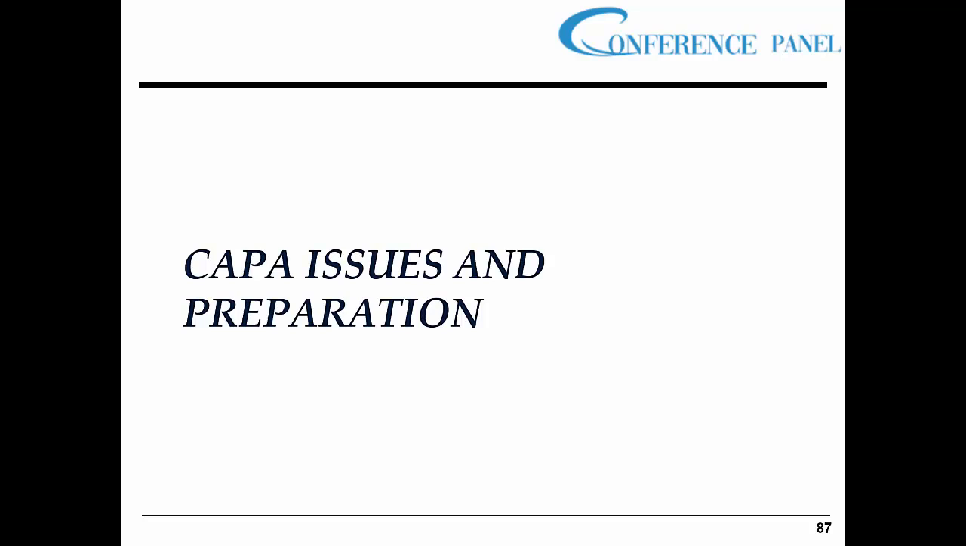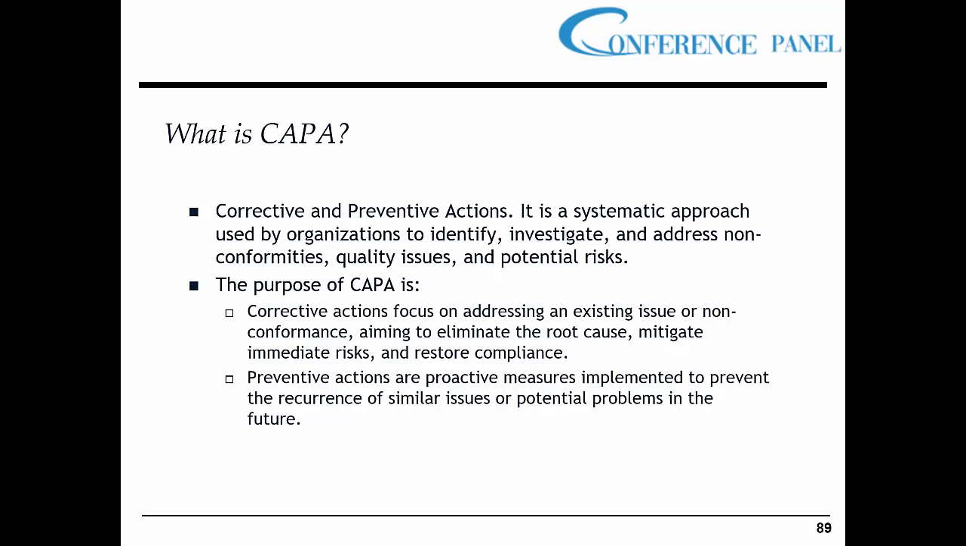So in terms of corrective and preventive actions, the CAPA certainly plays a very pivotal role in regulatory inspections within the life sciences. CAPA, as you can see here, is a systematic approach to problem solving, to identifying, investigating, and addressing non-conformances, to addressing your quality issues and whatever potential risks are out there.